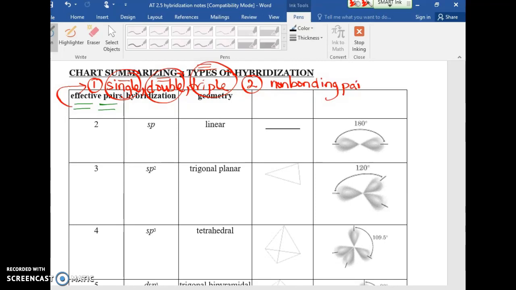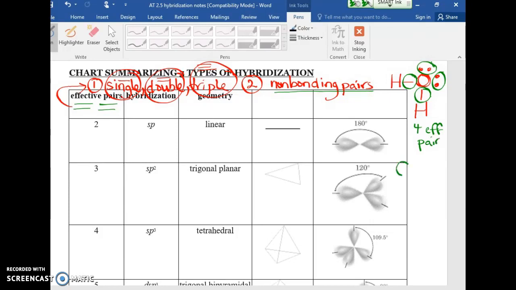Non-bonding pairs. So let me look at two of them. Let me take our old friend water, since that's really easy. I will ask you right now, how many effective pairs are on the central atom, meaning oxygen? Well, I said a single, double, or triple bond counts as an effective pair. So I have a single bond and another single bond. Those count as effective pairs. And don't forget, these non-bonding pairs also count as effective pairs. 1, 2, 3, 4 effective pairs.